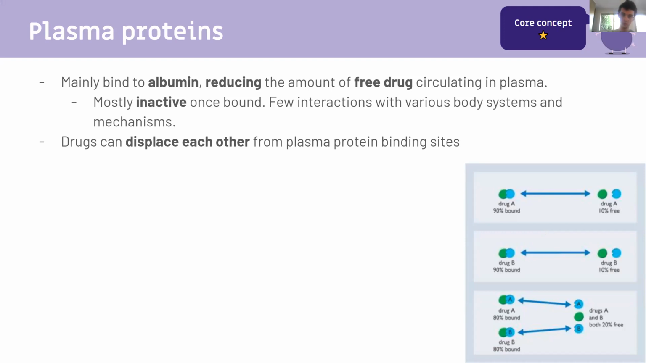It means the effect of the drug can occur over a longer period of time, and it has limited adverse effects. Only 10% is free. Here you can see that these drugs are displacing each other. So 20% are free, as opposed to just the normal 10% by themselves. When you put them together, 20% is free.